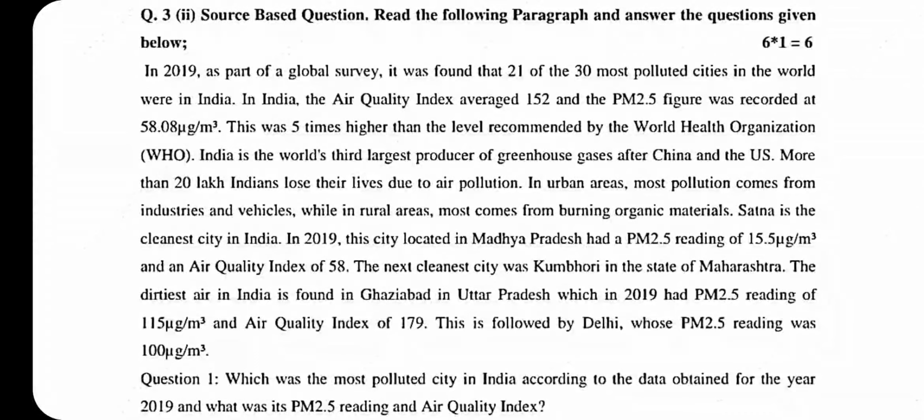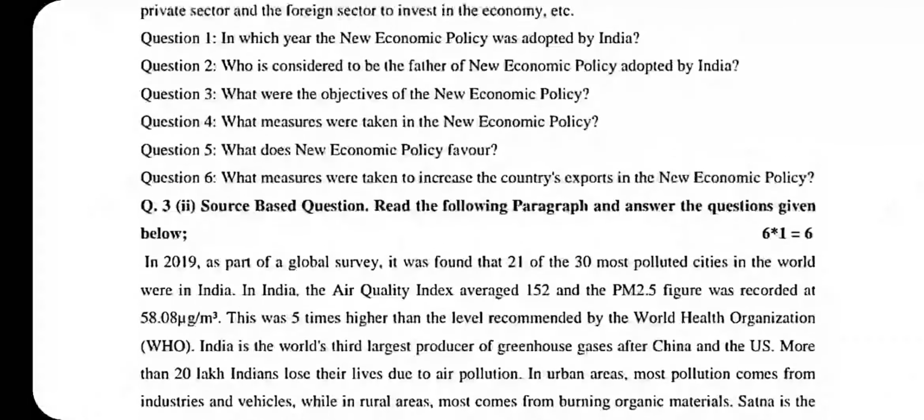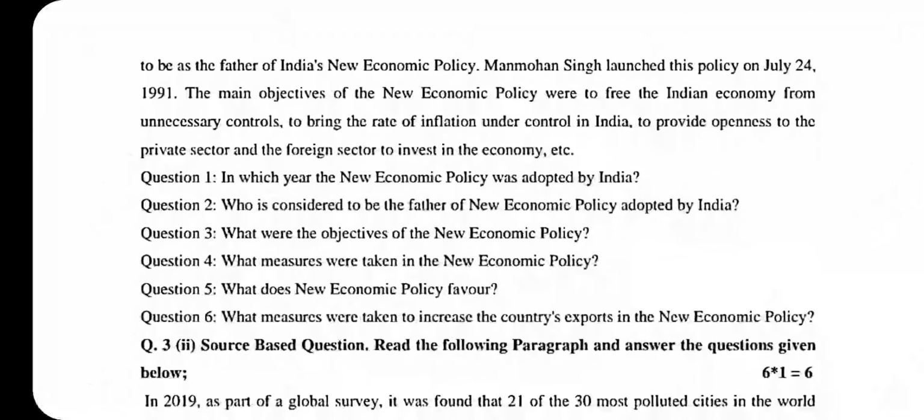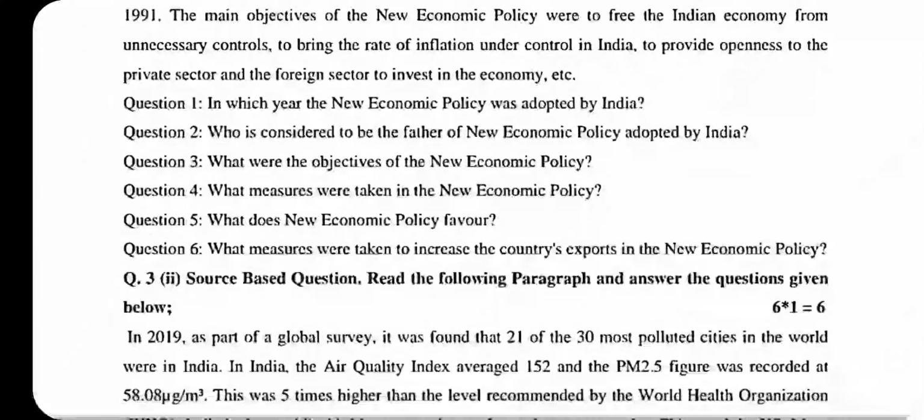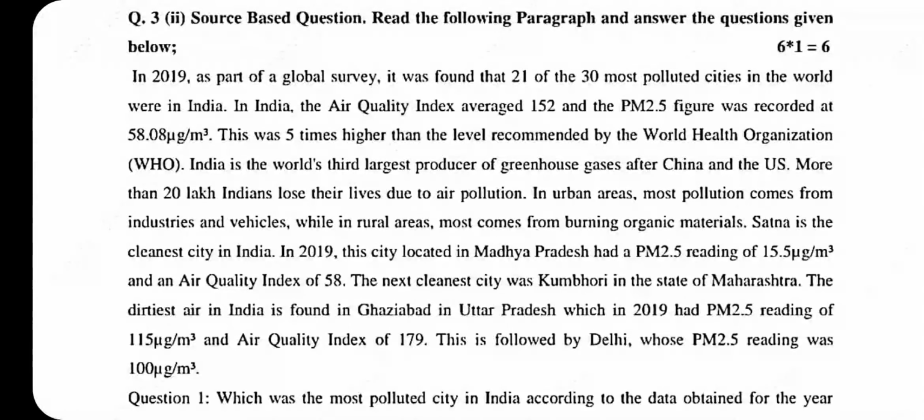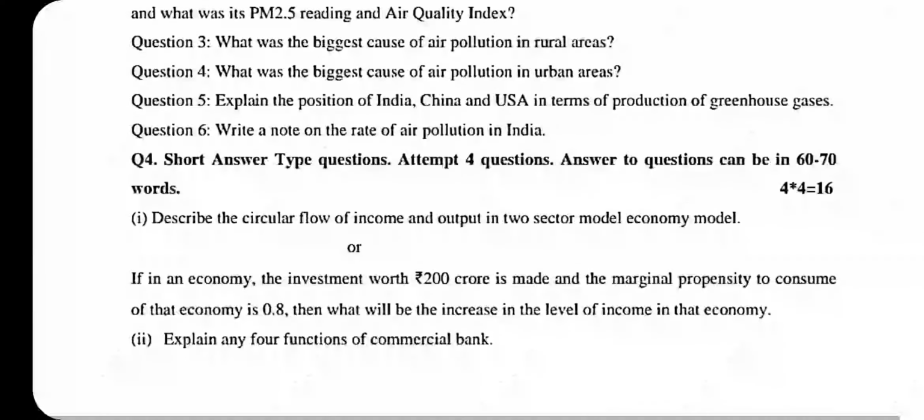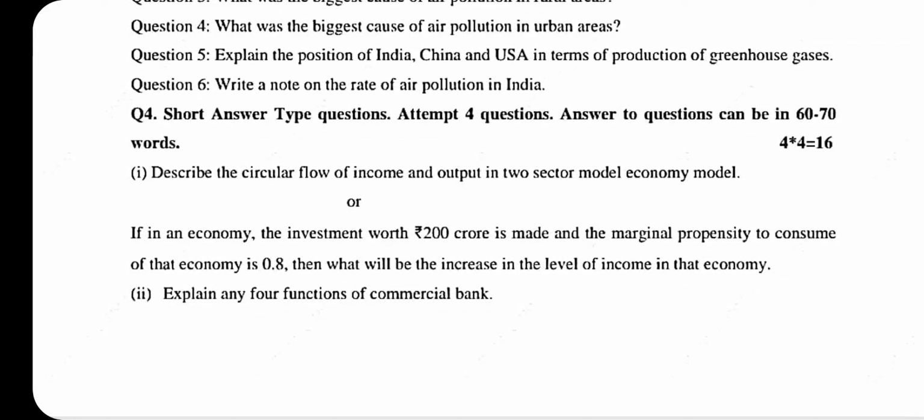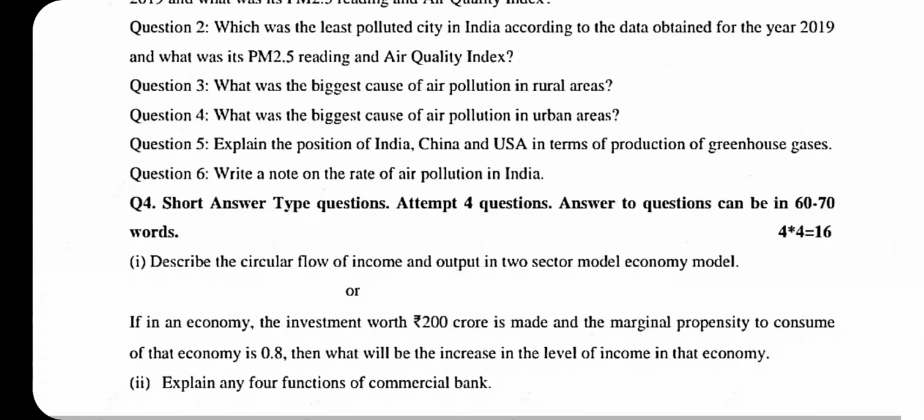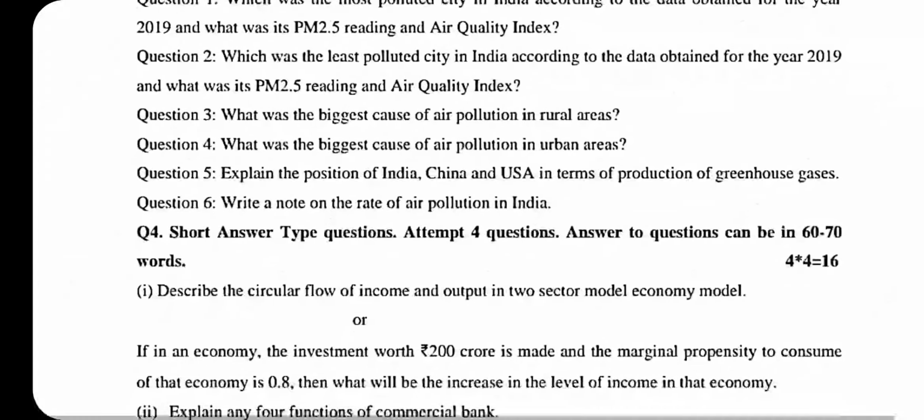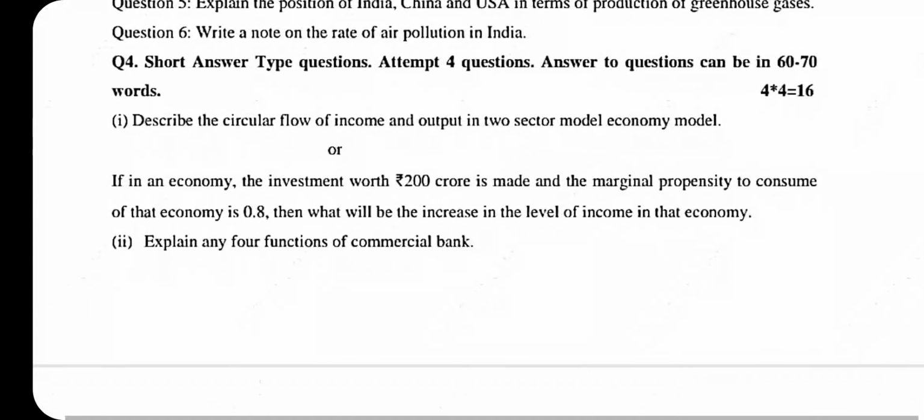What was the biggest cause of air pollution in rural areas? Burning organic materials. What was the biggest cause of air pollution in urban areas? Industries and vehicles. Explain the position of India, China and USA in terms of production of greenhouse gases. India is the third largest producer after China and the USA. Write a note on the rate of air pollution in India. India has a high rate of air pollution, with 21 of the 30 most polluted cities globally in 2019.